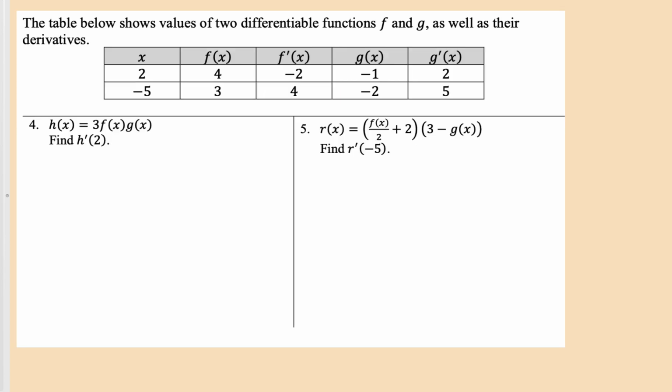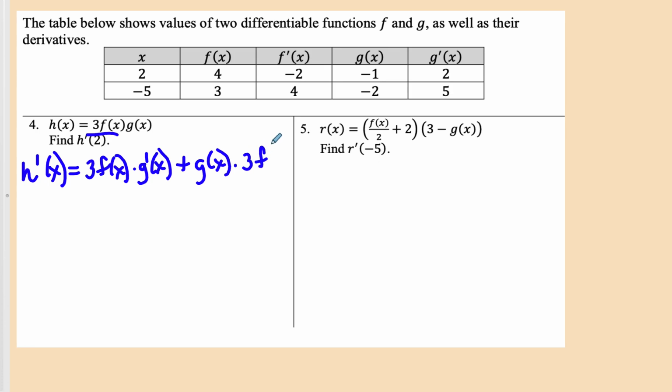Let's go ahead and practice with a table. I'm going to figure out the derivative first, and then I'll evaluate it at 2. So here's my first function. Leave it alone, 3f of x times the derivative of the second function plus the second function times the derivative of the first. Now I'm going to evaluate it at 2. So everywhere there's an x, I'm going to put the number 2 in there.